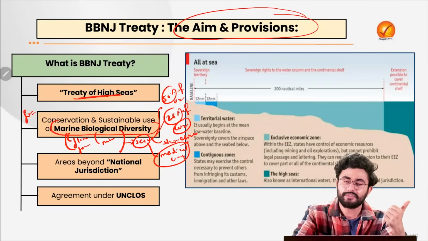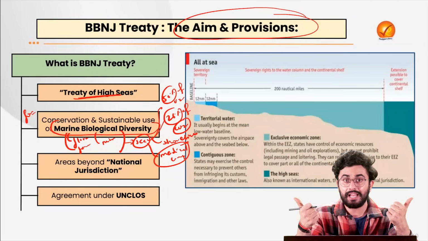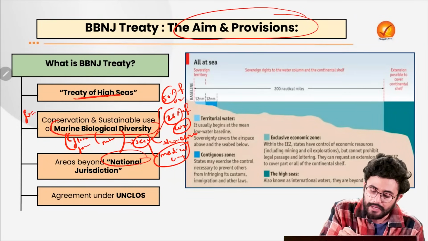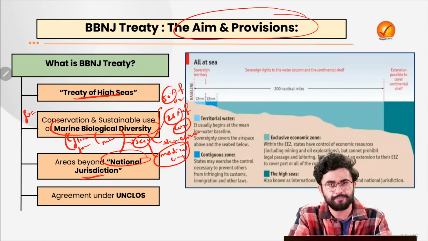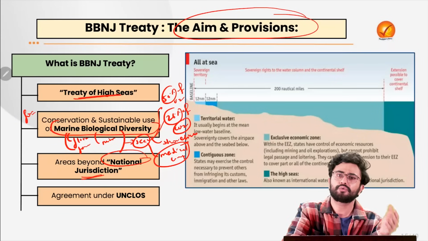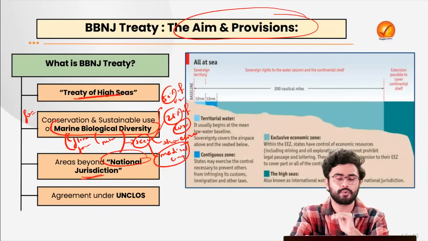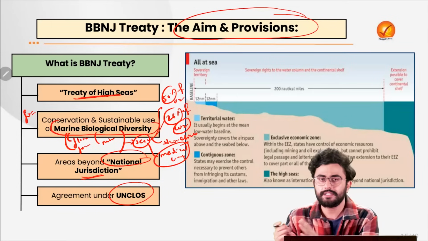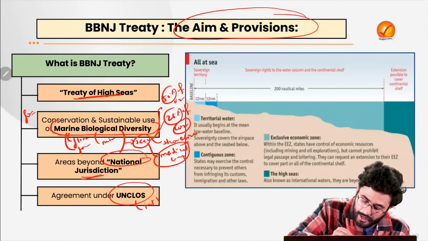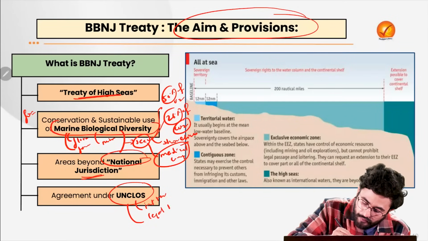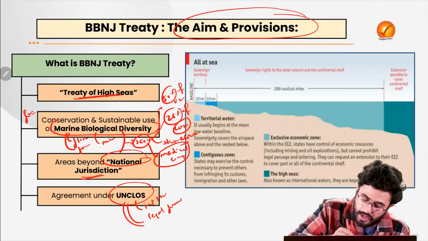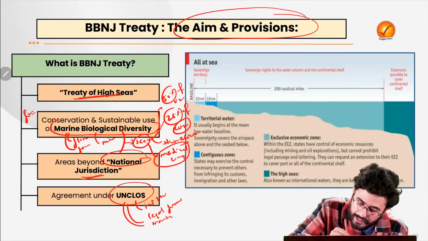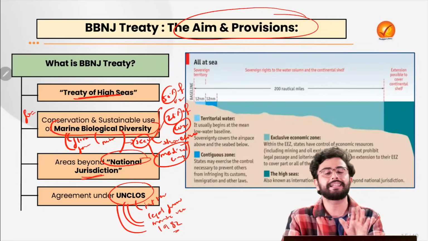Remember, this high seas treaty aims to protect marine biological diversity in which region? In the areas beyond national jurisdiction. To understand which, we will refer to the classification provided by UNCLOS, the United Nations Convention on the Law of the Sea, which is basically an international treaty which provides a legal framework to manage the marine resources. And this particular treaty was adopted in which year? In the year 1982.